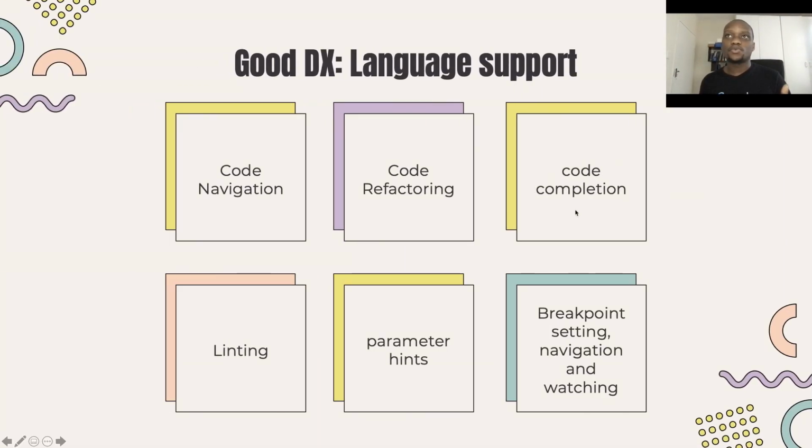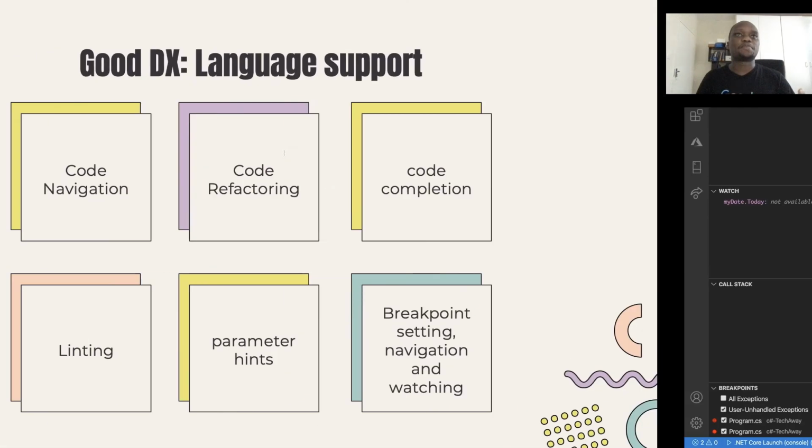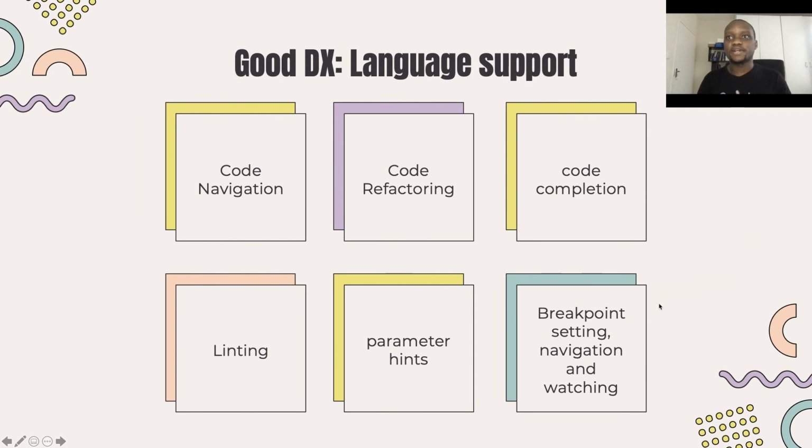Code completion, we saw where it helped me with this, code linting, code parameters. If I call greet over here, it showed me here that I need a variable called name of type string. So this again is helping me create a better developer experience. We saw how we could set our breakpoints, the different ways, how we can navigate these breakpoints, and of course, watching these breakpoints and seeing the different values that change based on certain conditions that we set.